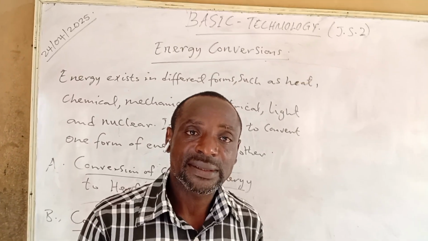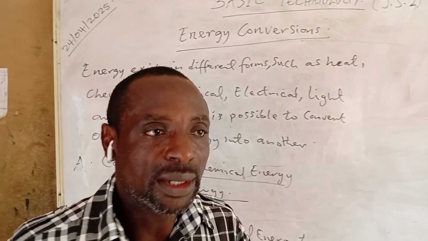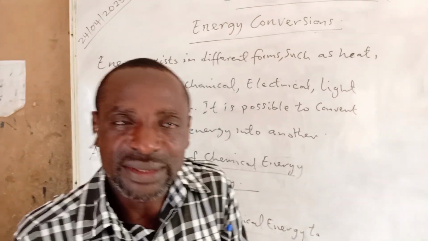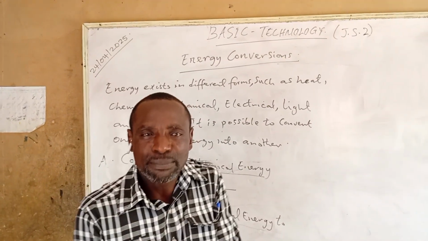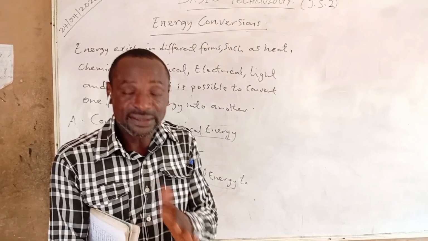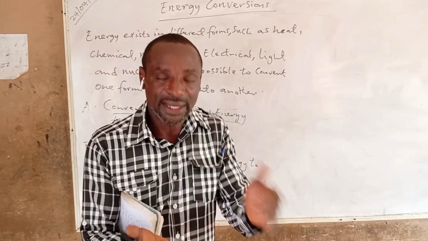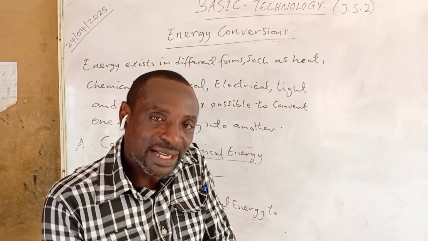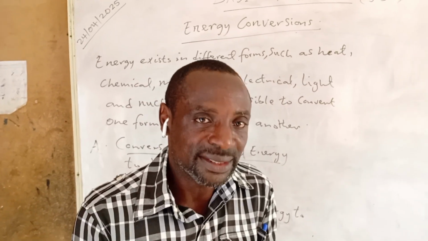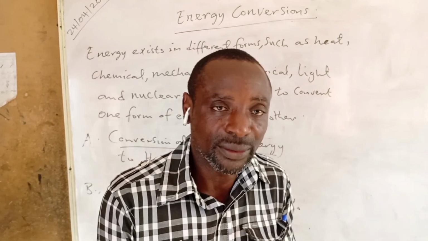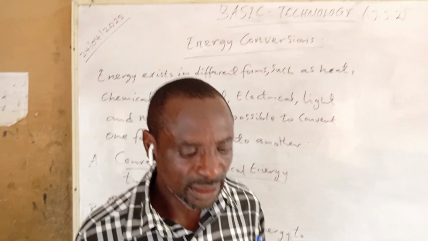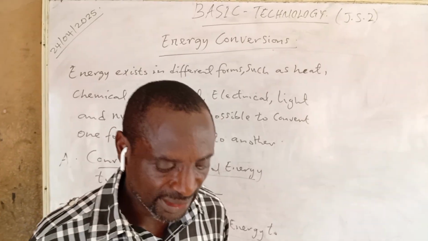Now, that is, for example, your hand, you can rub your hands together. After some time, you find out that the temperature of your hand begins to rise up. That is mechanical to heat energy, because that action of rubbing is mechanical. Meanwhile, the result is heat that is being generated as a result of rubbing of hands. So, that is another example of conversion of mechanical energy to heat energy.